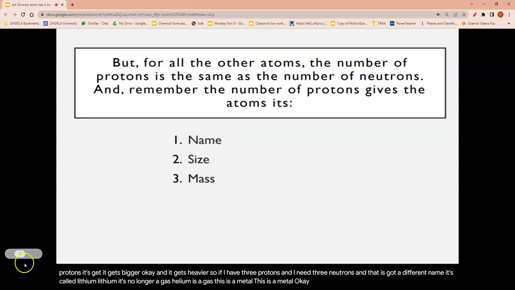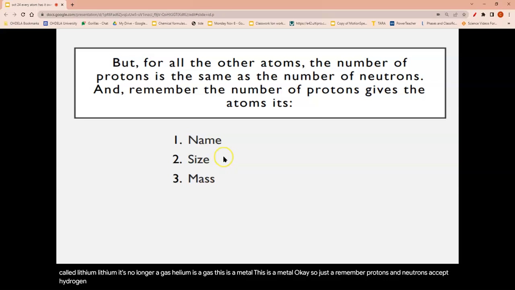Okay. So, just to remember, except hydrogen, atoms have an equal number of protons and neutrons. The number of protons gives it its name, size, and mass.